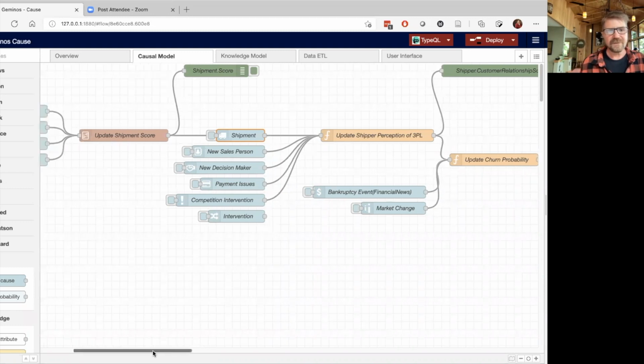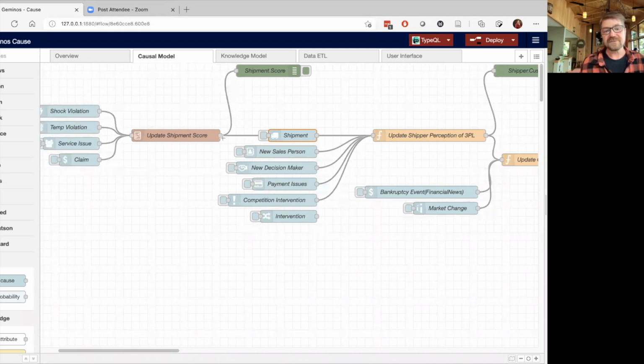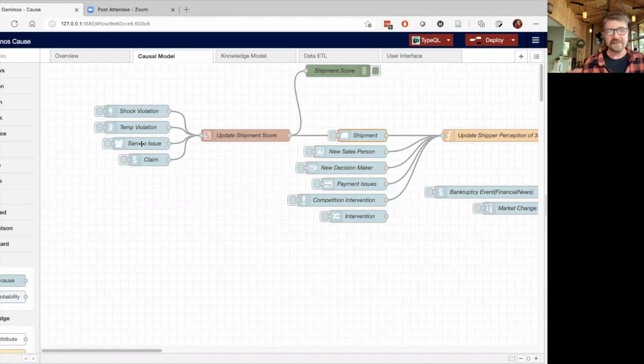Going back a little bit further, let's just take this shipment. So let's say there's a shipment that went wrong. Well, we want to understand, why did this shipment go wrong? So we're working backwards in this causation chain. Well, we need to update the shipment score. Well, what updates the shipment score? Well, maybe there's a service issue. So a customer actually filed a complaint against this shipment, or they made a claim.